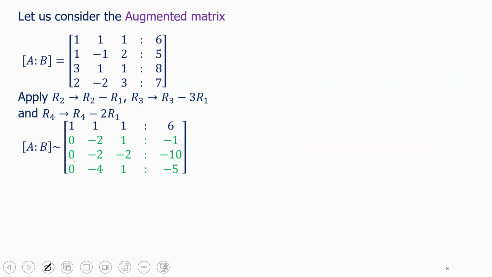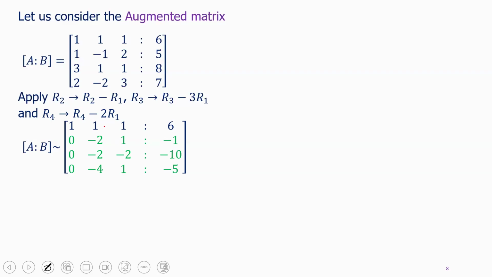Now, let us repeat the same process for the second row. So let us go to A22. We ask the question, is A22 1? So clearly it is not 1. So we ask another question, are all elements below A22 multiples of A22? So definitely here, minus 2 is a multiple of minus 2 and minus 4 is also a multiple of minus 2. Then we can apply the row operation.